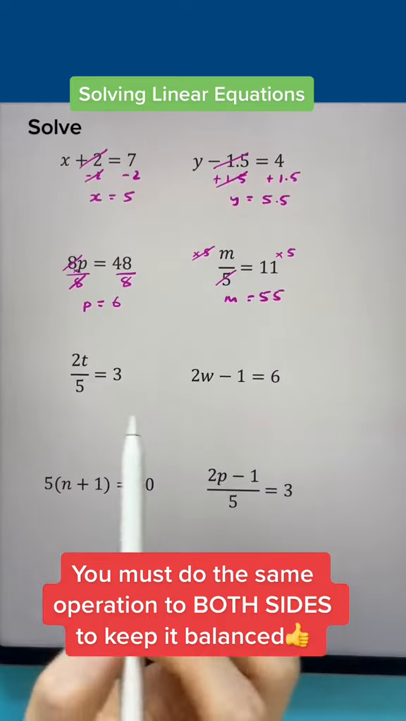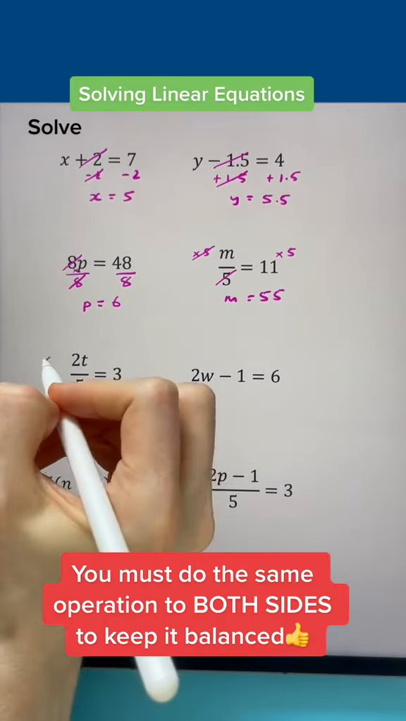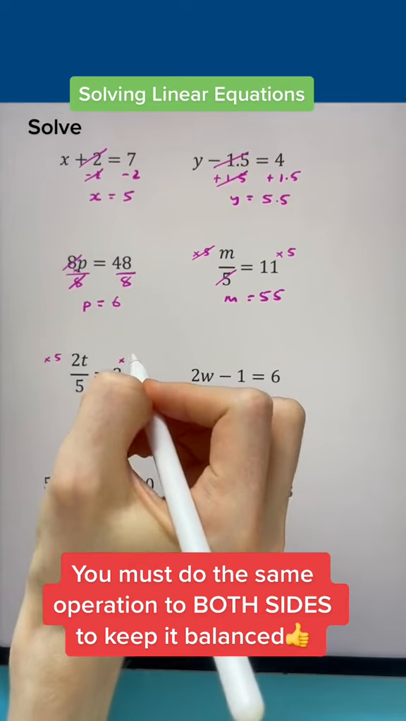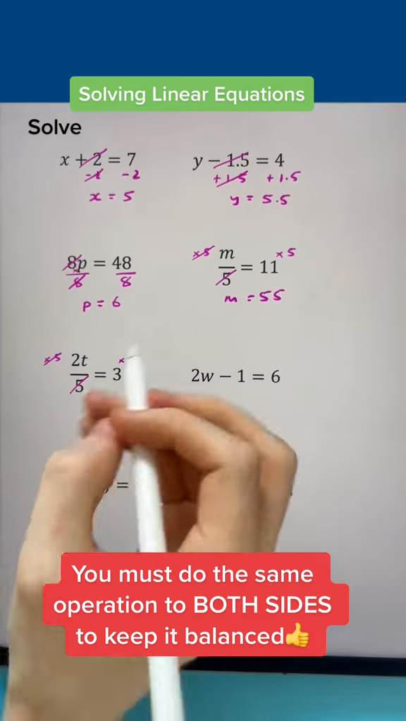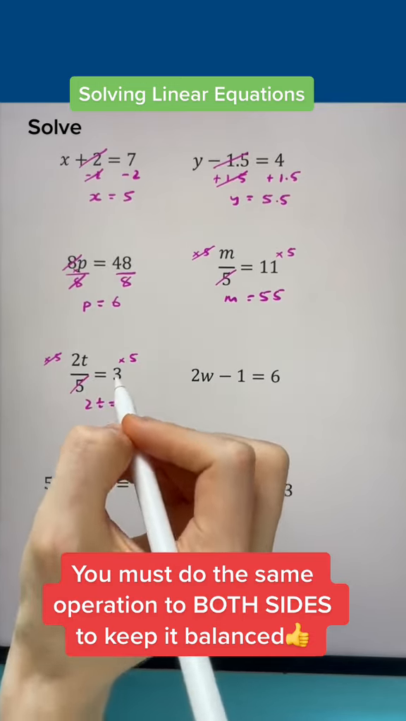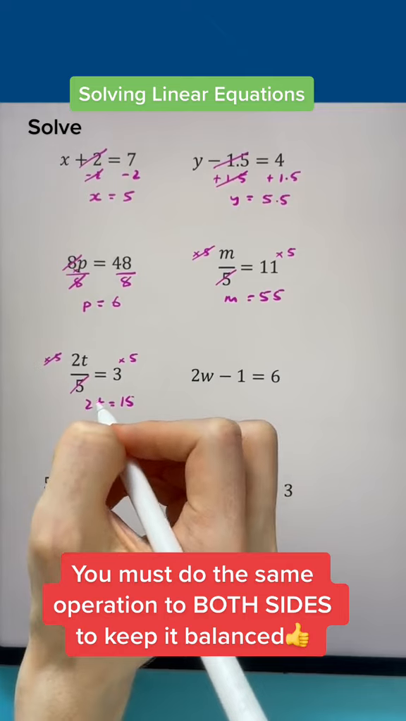For our fifth question, here the opposite of divide by 5 is the inverse, which is to multiply both sides of our equation by 5. Times it by 5 and dividing by 5 are going to cancel to leave us with 2t. On the right, 3 times 5 gives us 15.